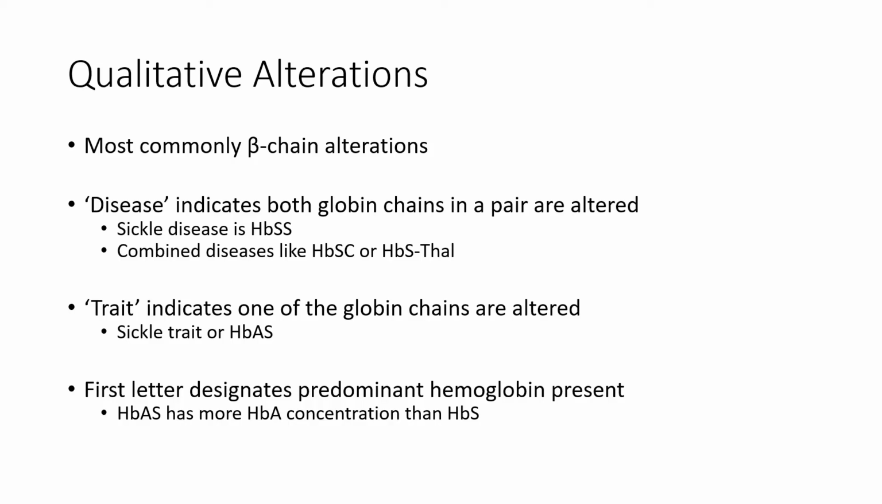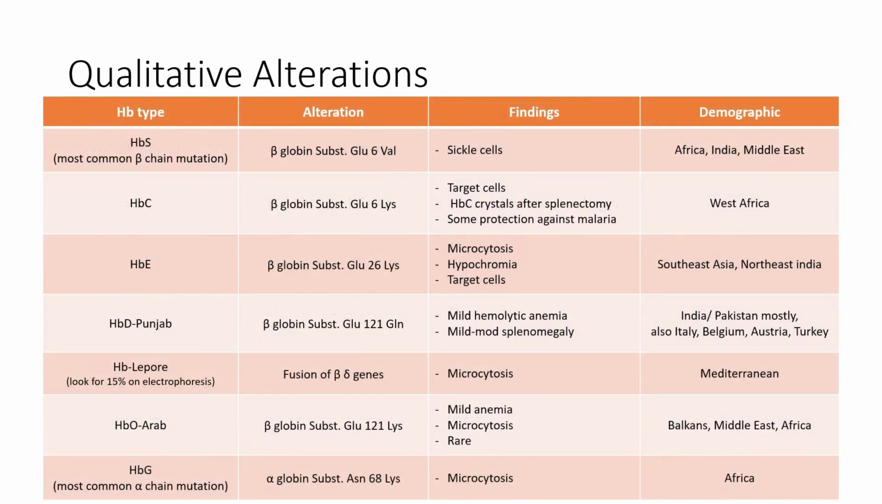The order in which the alterations are designated actually matters. The first letter signifies the predominant hemoglobin present. So in the example of HbAS, this indicates that there is more HbA than HbS present. This table outlines some of the qualitative hemoglobinopathies that often show up on exams.